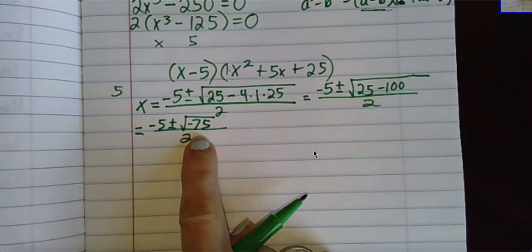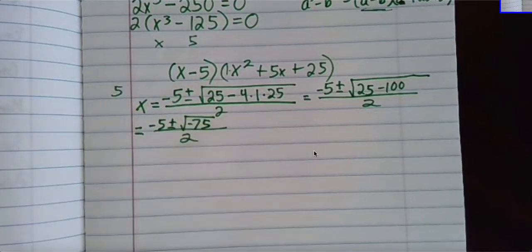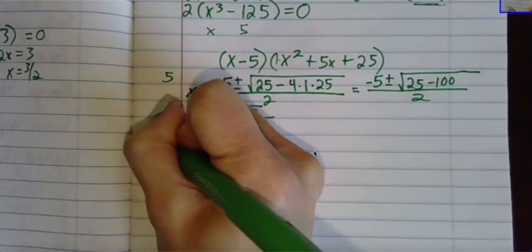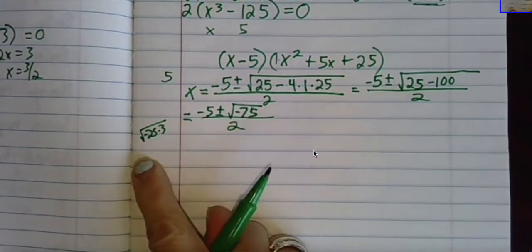In 75, think of perfect squares. What's 1 squared? 1. What's 2 squared? 4. What's 3 squared? 9. What's 4 squared? 16. What's 5 squared? 25. Does 25 go into 75? Yes. How many times? 3. So if I wrote a little side note, I could put 25 times 3. Does everybody understand that that's the same thing as the 75?